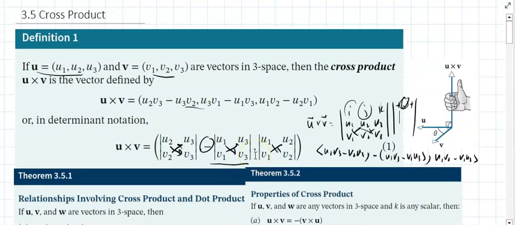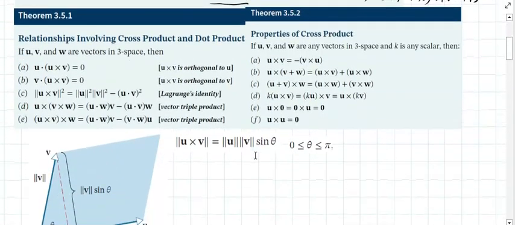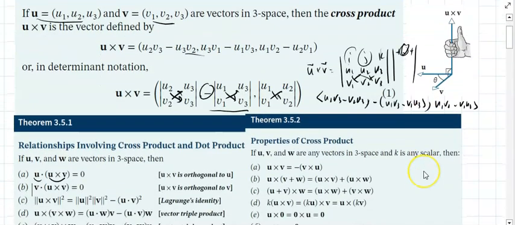No, not in this section. That's okay, but that's how we're going to do it. Now these are some properties. Again, you're not responsible to memorize those, but just know that if you take u cross v and you dot u with it, well, let me show you how this works.